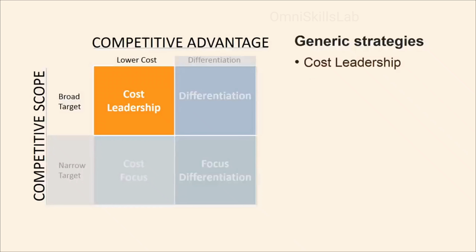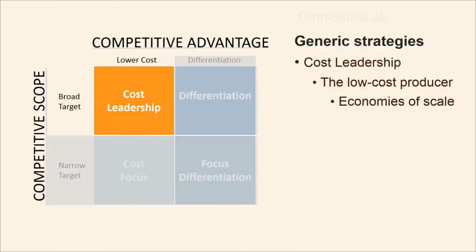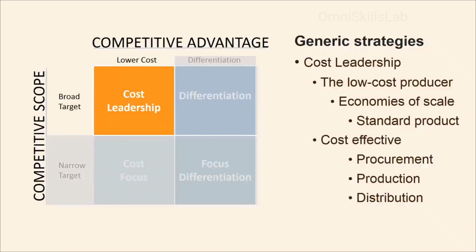The first is cost leadership, which is perhaps the clearest of the generic strategies. In it, a firm sets out to become the low-cost producer in its industry, also called the cost leader. This can be achieved by economies of scale, where low-cost producers sell a standard product to a broad target of the industry customers. They are also very cost-effective, particularly in procurement, production, and distribution.